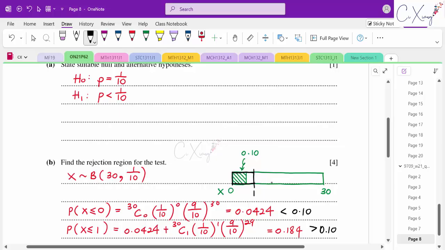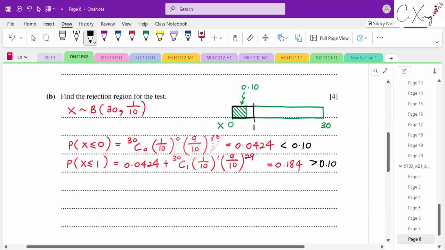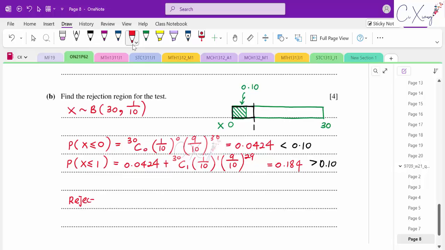Alright? Okay, then how about 2, 3, 4? If 1 falls under the acceptance region, then 2, 3, 4, 5, 6, and up to 30 are all under the acceptance region as well. And from here, what can you see? They want you to find the rejection region, right? So you have to put the final answer for this part. So what's the rejection region here? There's only one value located under the rejection region, and it is actually x equals to 0. If you want to put x smaller equals to 0, also can.